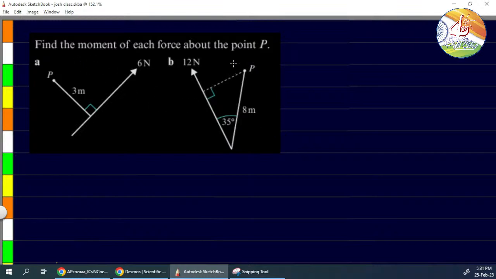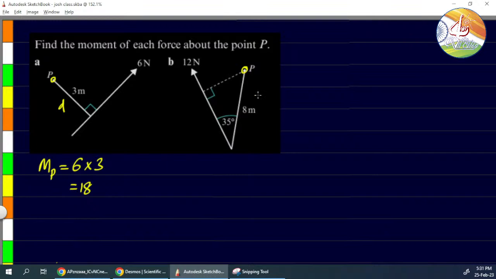Find the moment of each force about the point P. So P is the point here, and we know the perpendicular distance. This is perpendicular distance, this is a force. So moment about point P is force into perpendicular distance, that is 3. So in this case the moment is 18, correct?